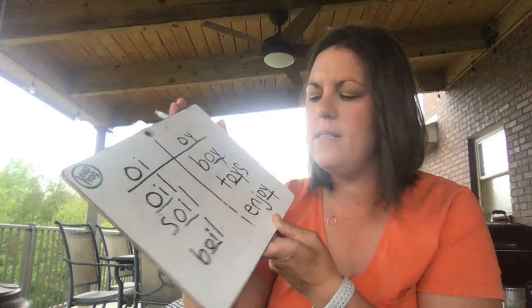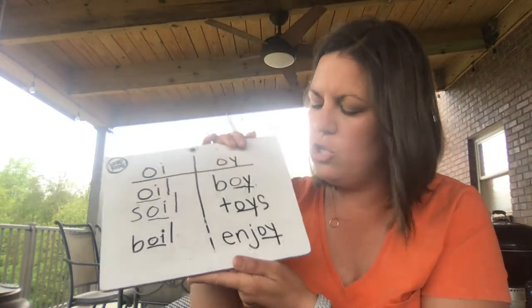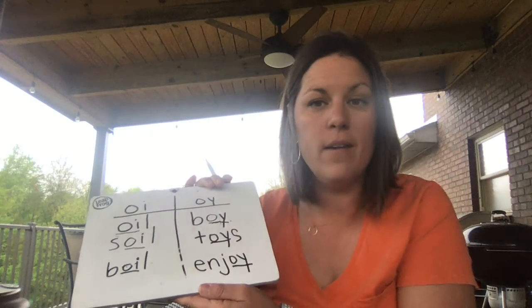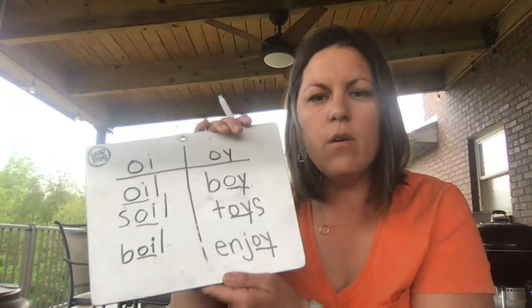All right, let's try one more. Let's do the word enjoy. That one's a little bit harder. It's two syllables, but same rule applies. OY is at the end. Enjoy. Enjoy is another word for having fun. You enjoy something, that means you like it or you're having fun.